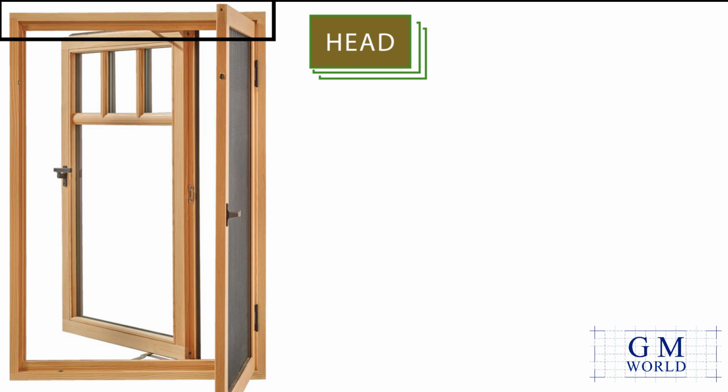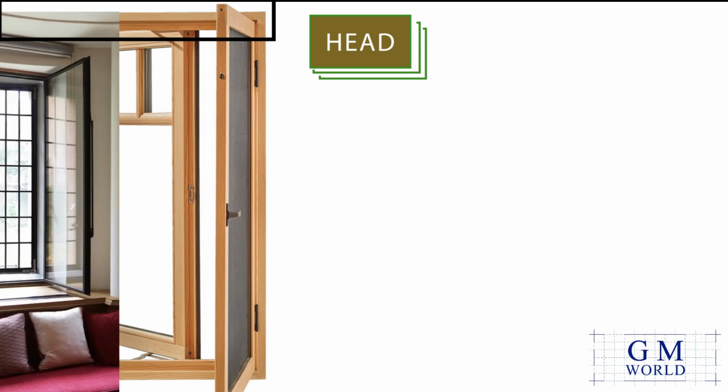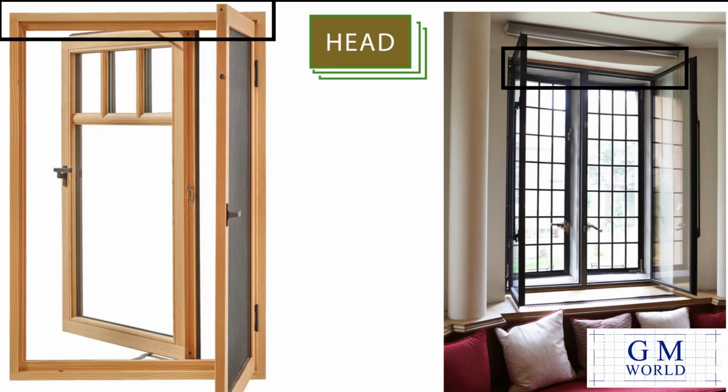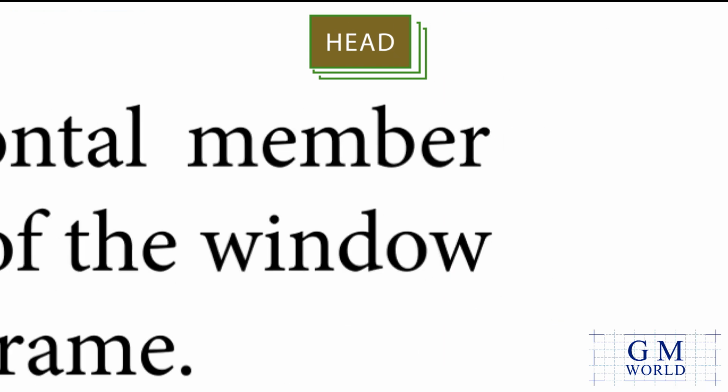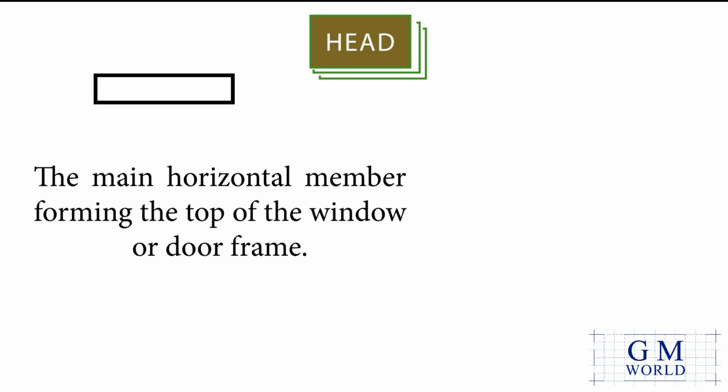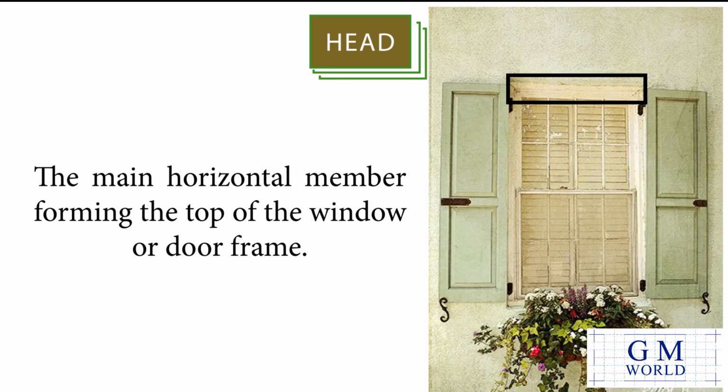The head is the upper part of the window. Basically, this is attached to the lintel or sometimes at the beam bottom, and it holds the window from the top. The upper structure is very important because the windows or the panels go and rest and form a proper closure with the upper part as well as with the lower part.